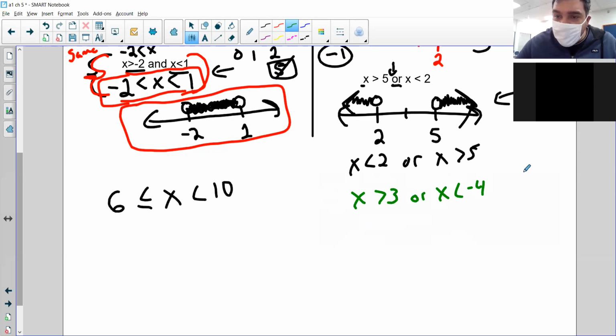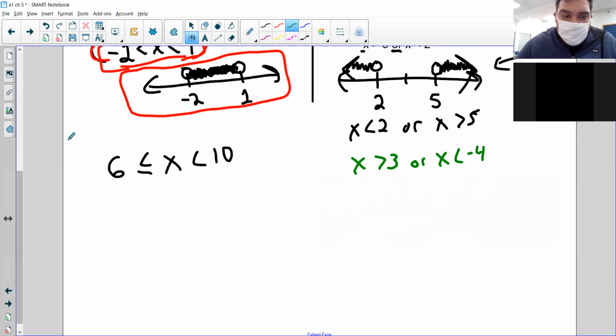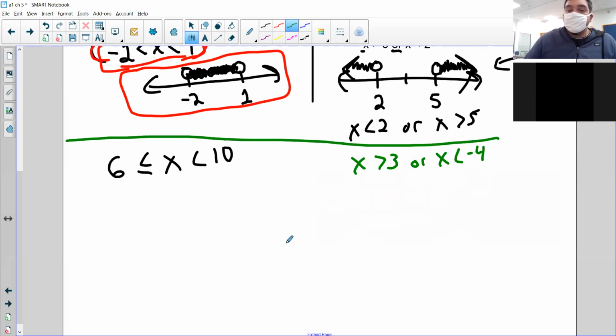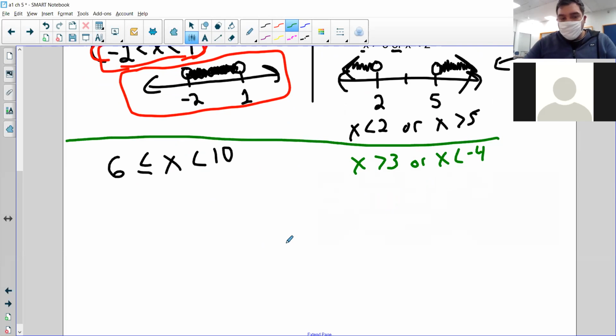So everyone do that for me, okay? Graph those number lines for both of these questions. So the first one's and? Yes. And you could tell that because it's one continuous line. That cannot happen with or statements.